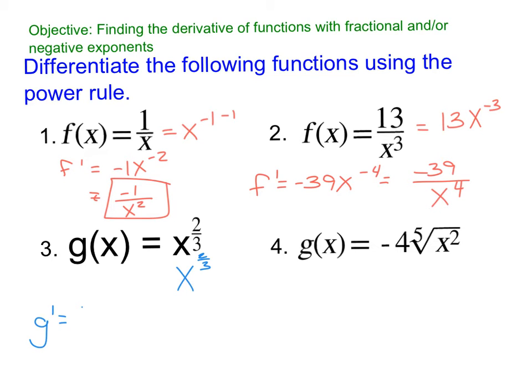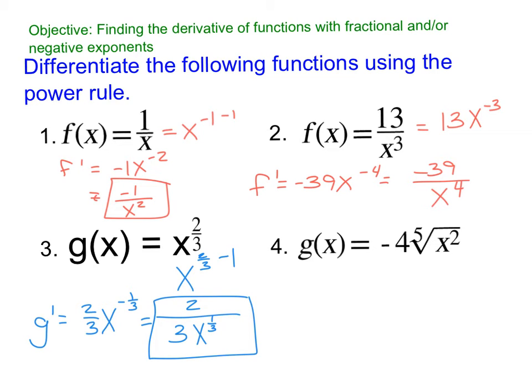So the 2/3 comes down front, and then we subtract 1. What is 2/3 minus 1? Well, that's negative 1/3. And then you can leave it like that. It really depends. If we were to rewrite it without the negative, it could be 2 over 3x to the 1/3. That's the most I would do to it because they gave it to me in a fraction.